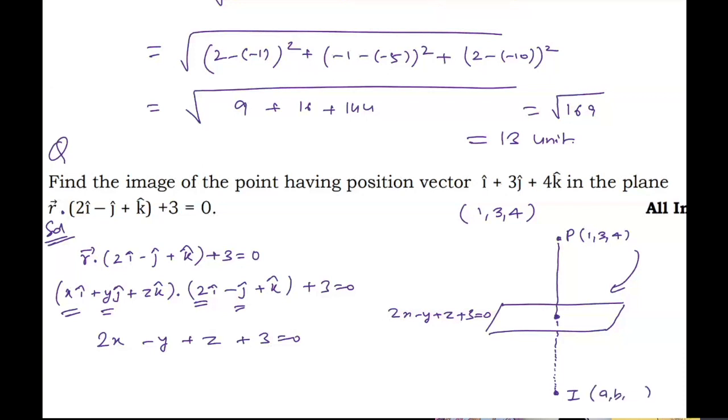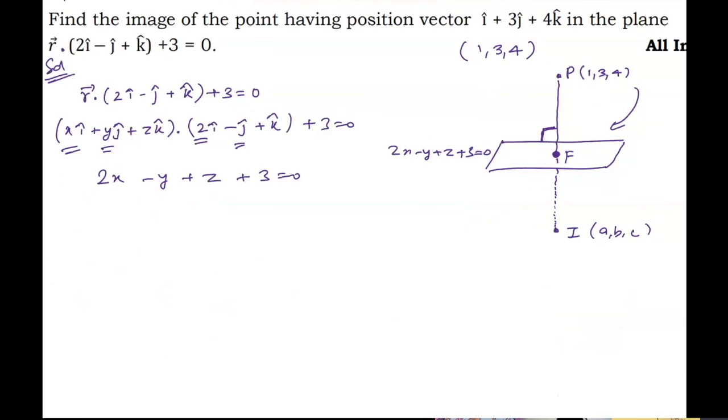Okay, let's say this is the image and we don't know it, so we can assume it to be (A, B, C). And what is this? Can anyone tell me? This is the foot of perpendicular, because the line joining a point and its image will be perpendicular to the mirror. So basically this is the foot of perpendicular drawn from point P. Is it clear? Because sometimes in the question it is asked to find the foot of perpendicular drawn from the point (1, 3, 4) to the plane. In that case we have to find point F. So that's very simple.